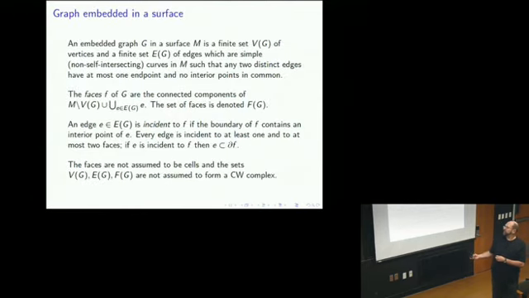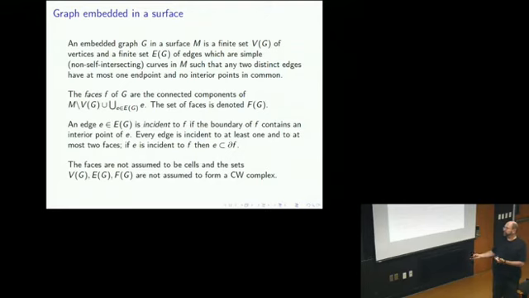So just to remind very briefly, maybe I'll go over this really quickly. What's a graph embedded in a surface? You have a finite set of vertices and edges, which are simple, non-self-intersecting curves. Two distinct edges have at most one endpoint in common. They have no interior points in common, so they're not allowed to intersect except at the vertices. The faces are the connected components when you remove the edges and the vertices. And you say that an edge is incident to a face if the boundary of the face contains an interior point of the edge.